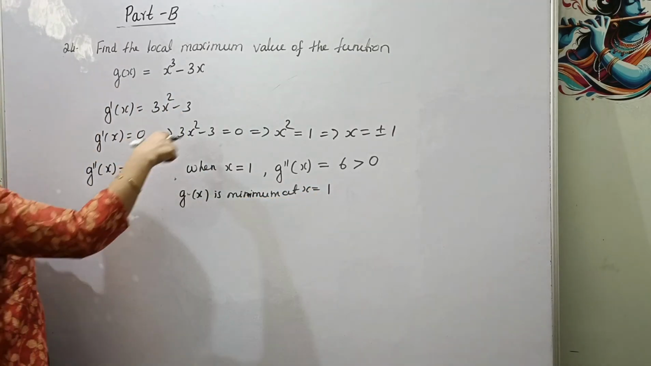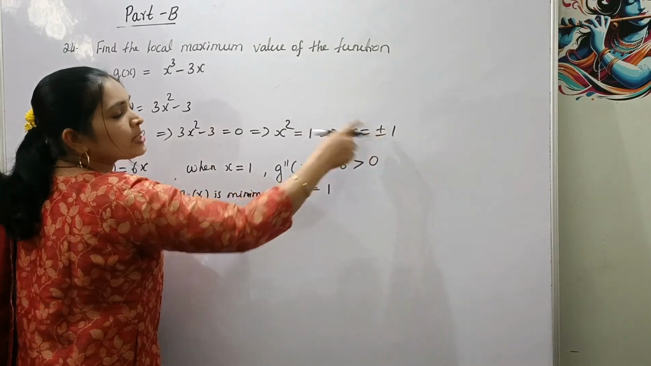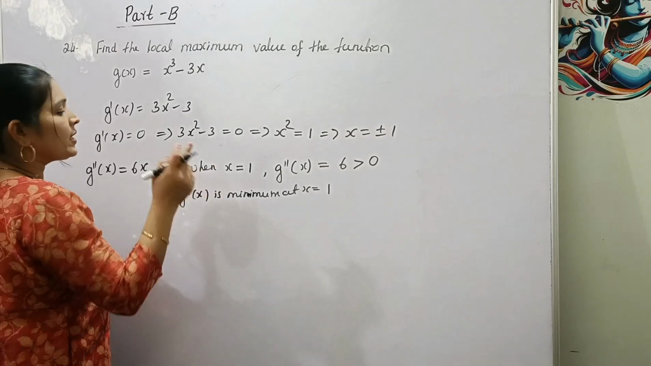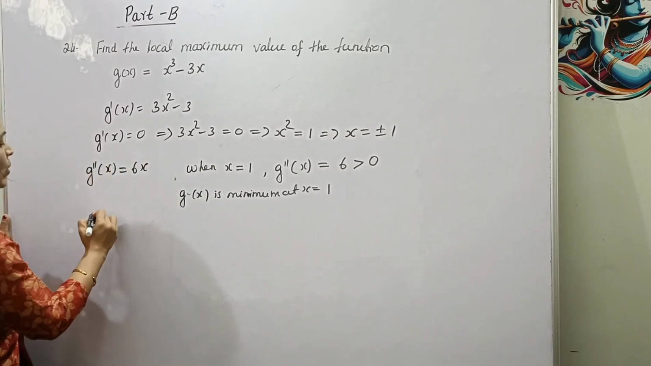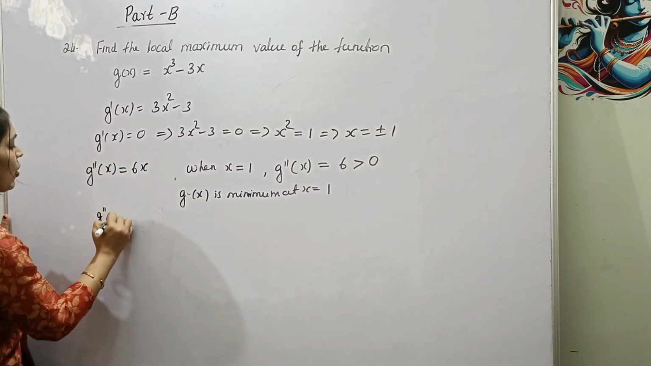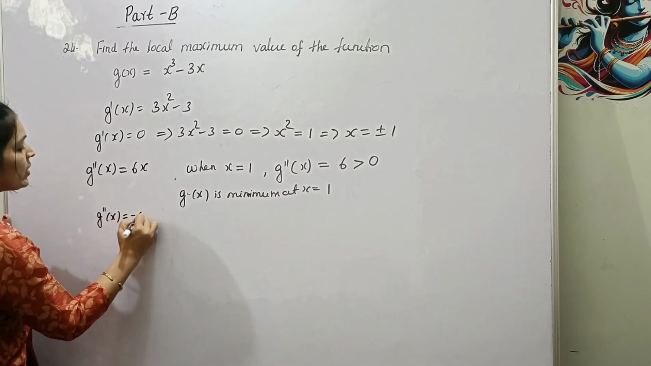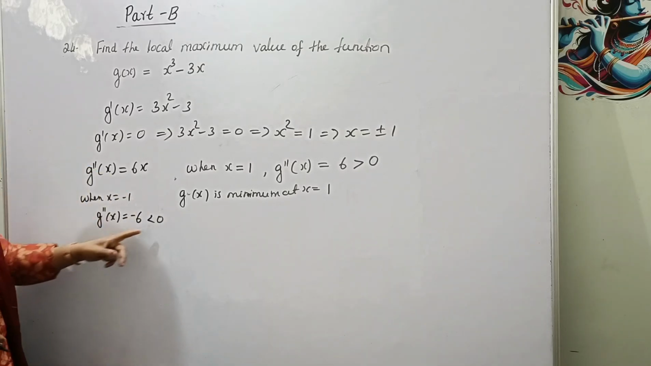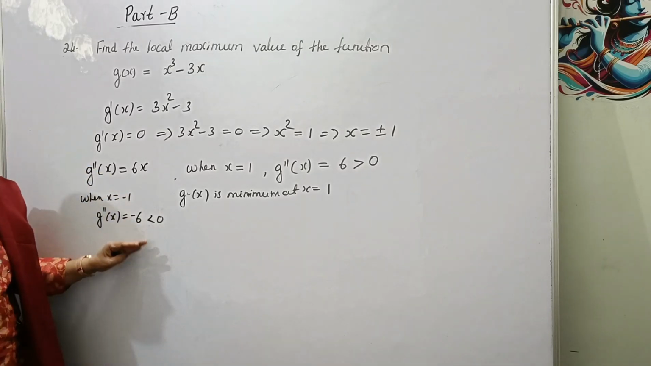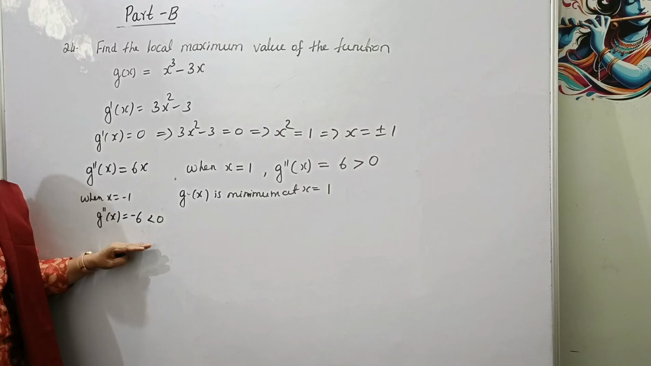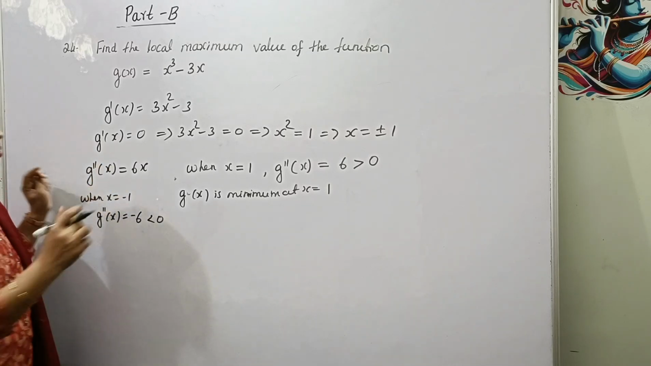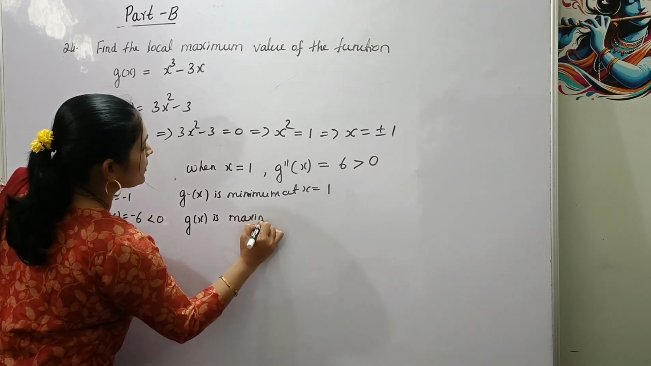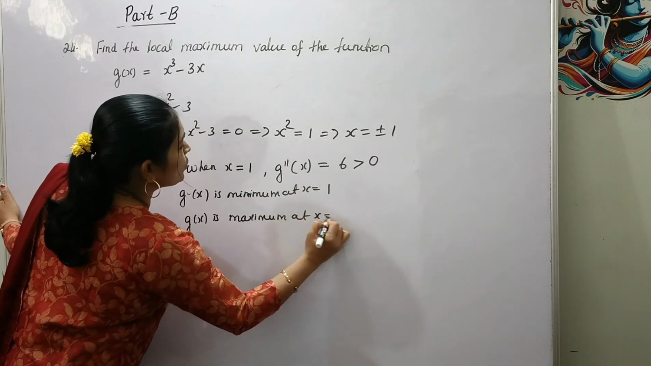And substitute x is equal to, next critical point is minus 1, right? So x is equal to 1 and x is equal to minus 1 are critical points. Okay, so next substitute x is equal to minus 1. So g double dash of x is equal to 6 into minus 1, 6 less than 0 when x is equal to minus 1. Okay, so g double dash of x is less than 0 means g of x is maximum at x is equal to minus 1. So g of x is maximum at x is equal to minus 1.